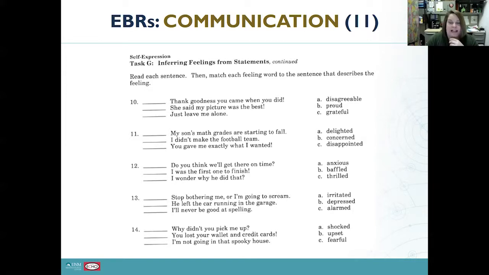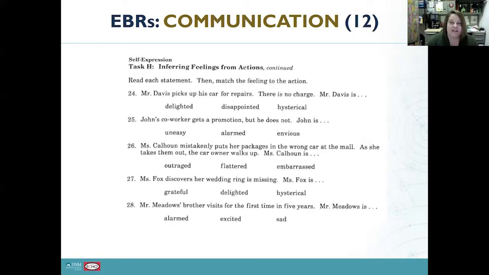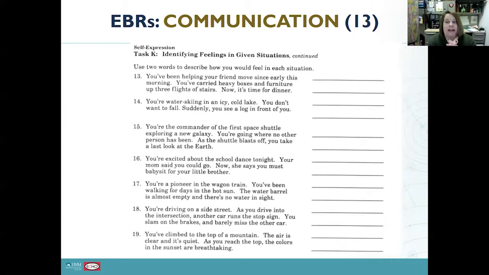On the next slide, again, inferring feelings from actions. So Mr. Davis picks up his car for repairs. There's no charge. Is he delighted, disappointed, or hysterical? So just really navigating feelings with situations in this case. And again, the next slide is identifying feelings in given situations.